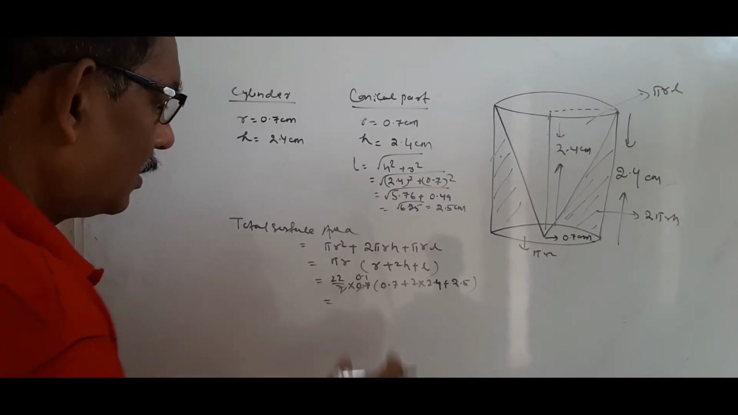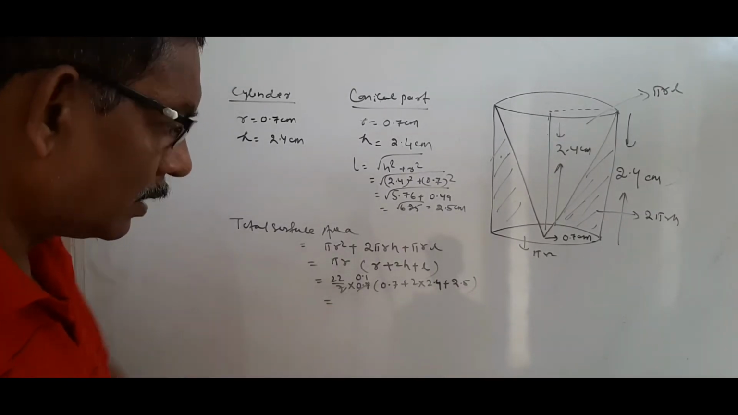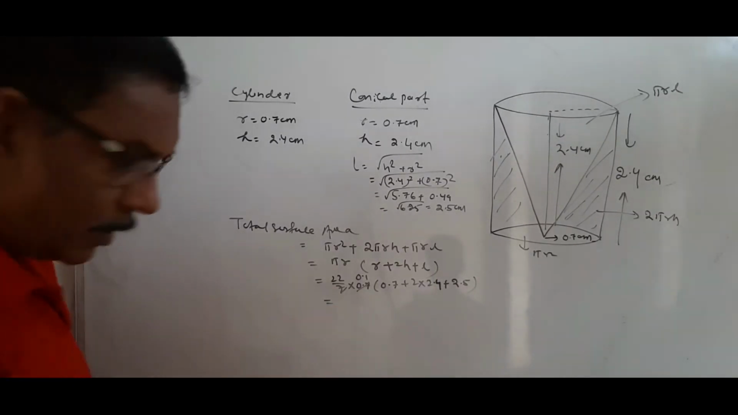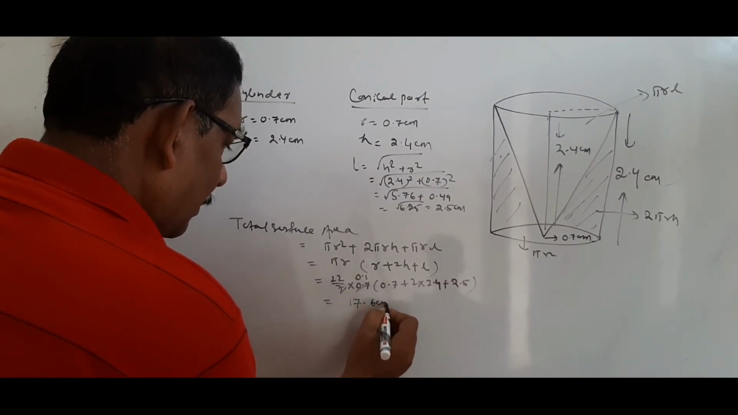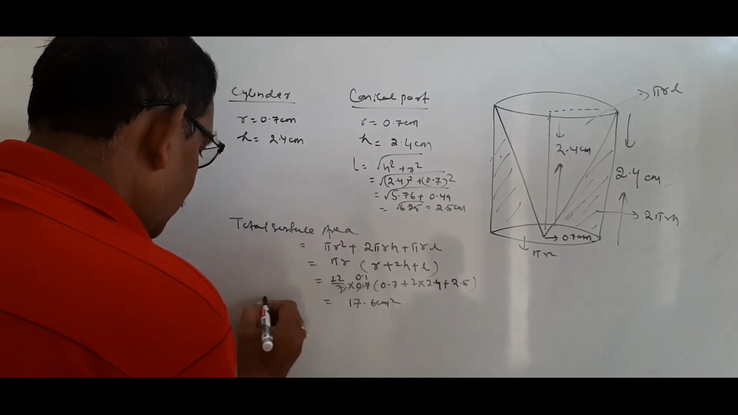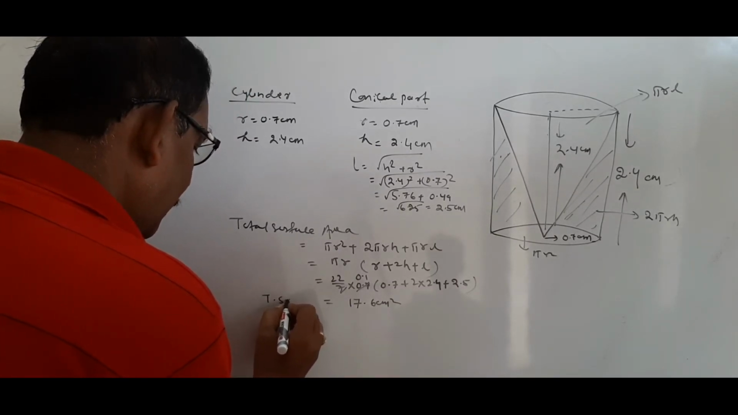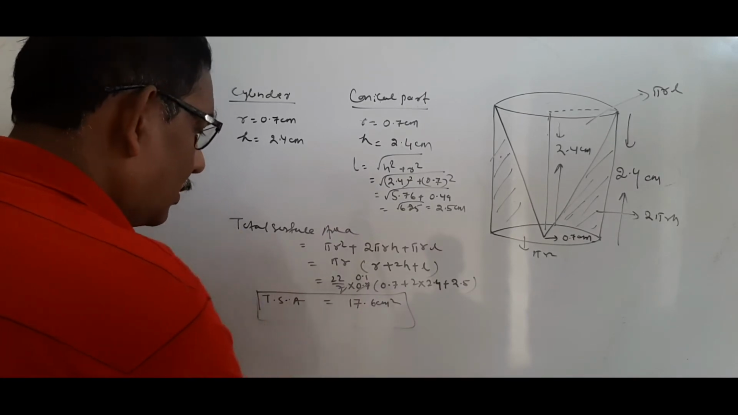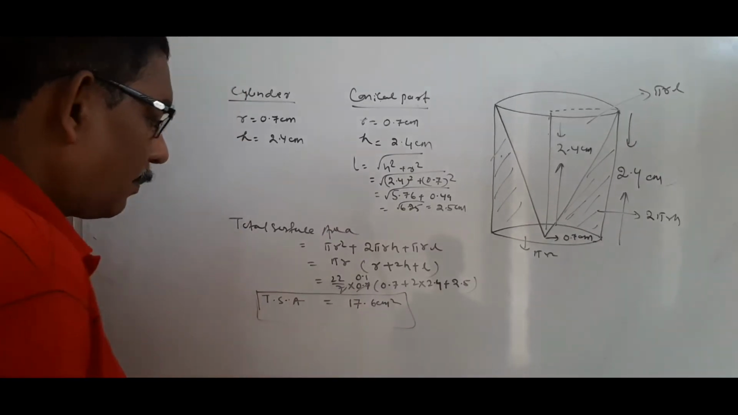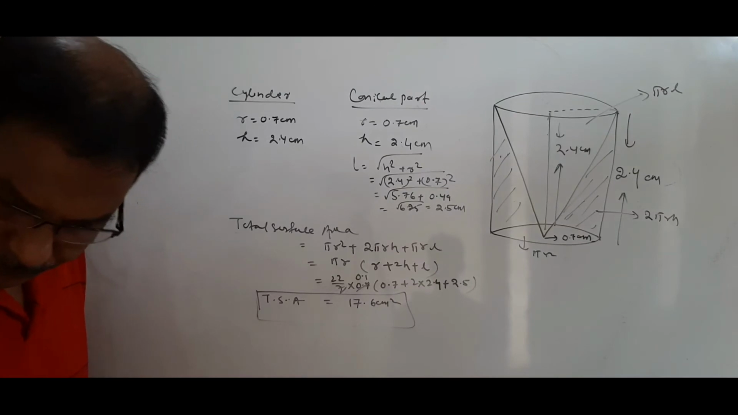After solving this equation, the total value is 17.6 centimeter square. So the total surface area of the remaining solid is 17.6 centimeter square.